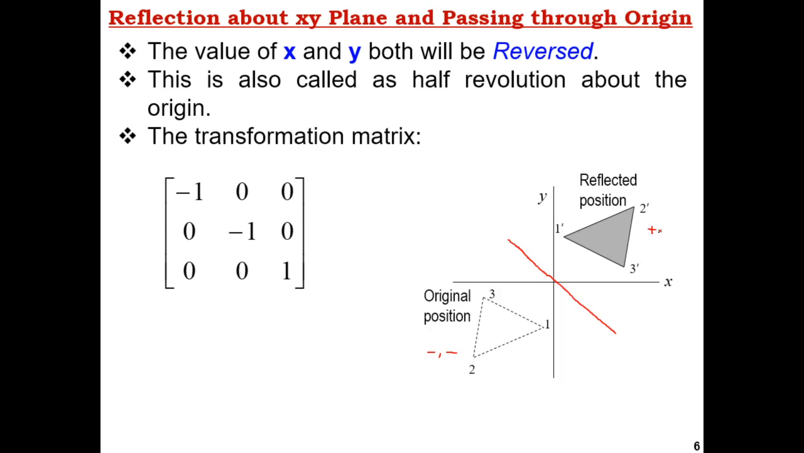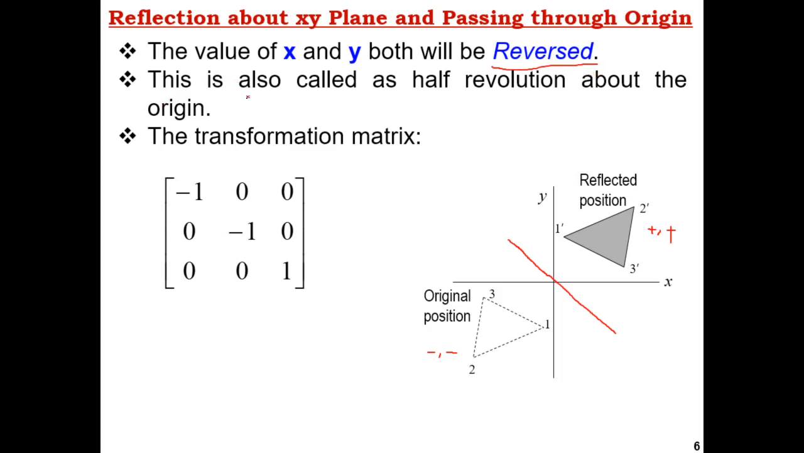So the plus values situated in this plane are totally converted into negative form here. If you consider a point here, it will be converted into here. So this is known as reflection about the xy plane. This is the mirror position; you can see that the red line is the mirror position. So the values of x and y both will be reversed, meaning the opposite sign will be applied.